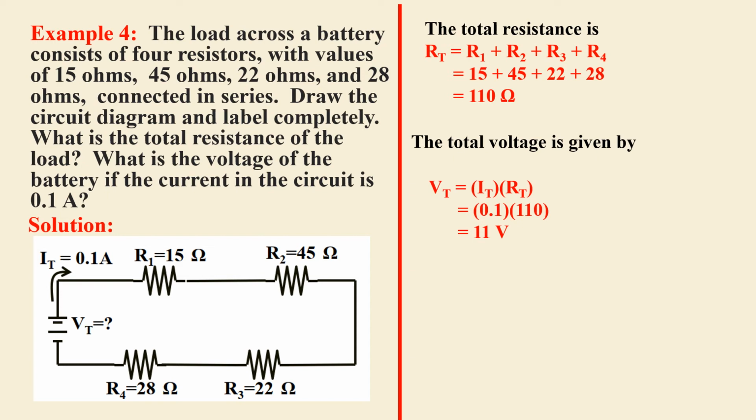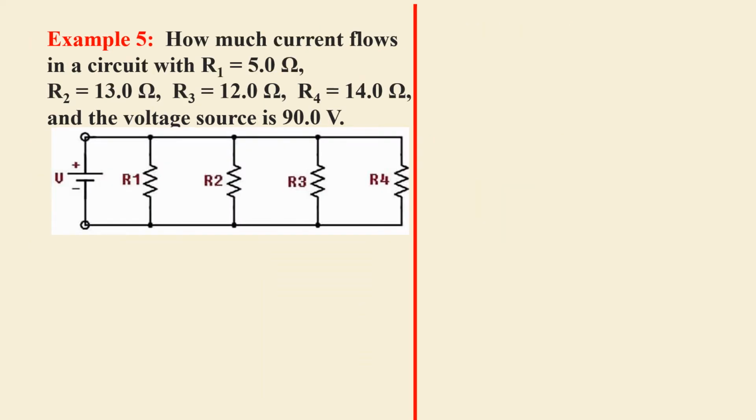Therefore, the total voltage is obtained by using Ohm's law. We have V sub total equals I total times R total, or substituting the values, we have 0.1 times 110 equals 11 volts.